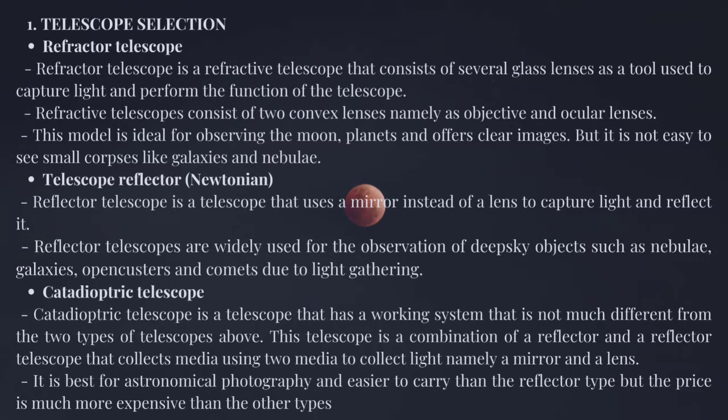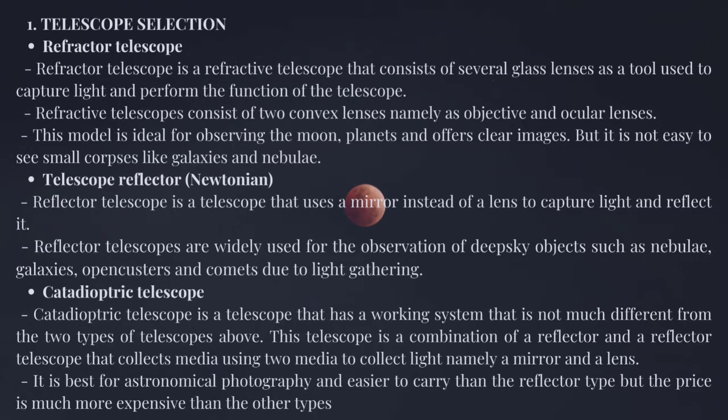Okay, the refractor telescope is a refractive telescope that consists of several glass lenses as a tool used to capture light and perform the function of the telescope. This telescope also consists of two convex lenses, namely the objective and ocular lenses. The rays that enter the binoculars are refracted by the lens. Therefore, these binoculars are called a refractive telescope. This model is ideal for observing the moon and planets, and offers a clear image. But it is not easy to see small objects like galaxies and nebulae.